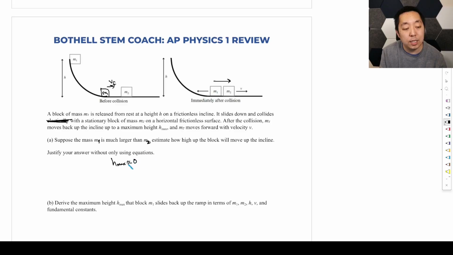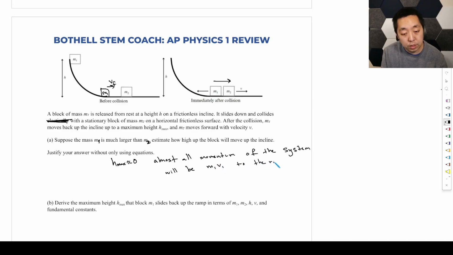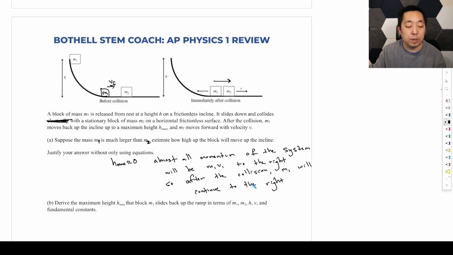And the reason you're going to say this in terms of your justification is that almost all momentum of the system will be m1 v1 to the right. So after the collision, m1 will continue to the right. So it actually won't bounce and go back up. So the h max will be 0.